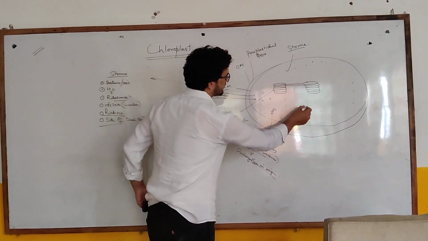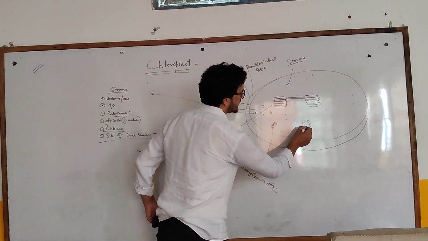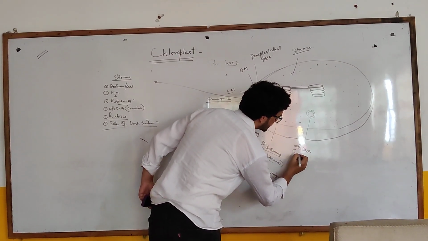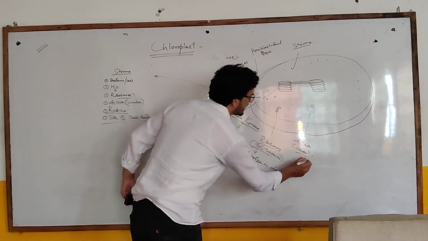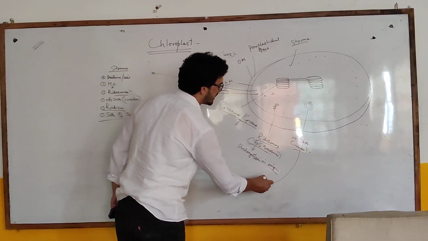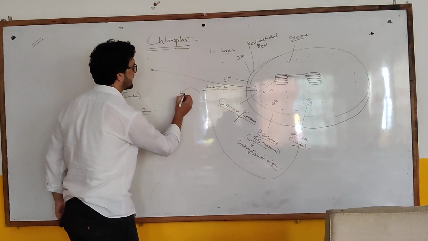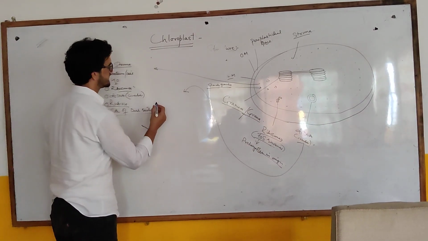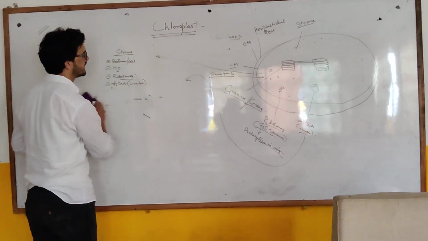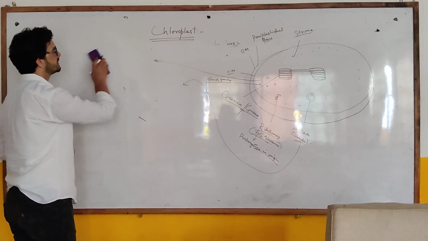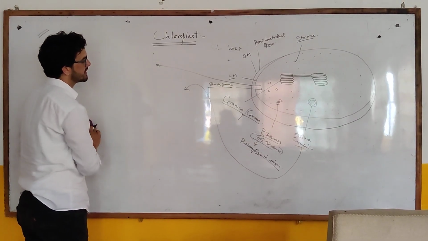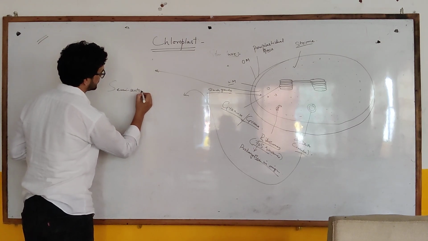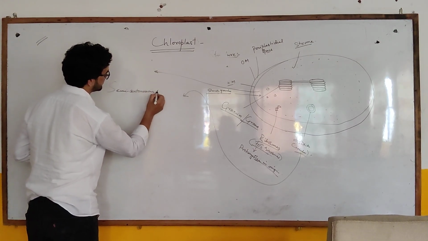It shows the presence of various double-stranded circular DNA. Fine. And due to the presence of this double-stranded circular DNA, the chloroplast is also called a semi-autonomous organelle. What is it called? It is called a semi-autonomous organelle.